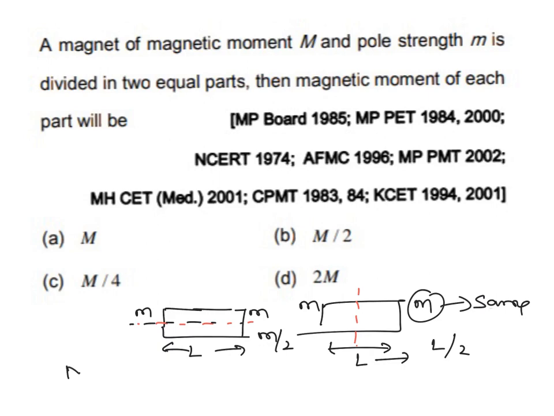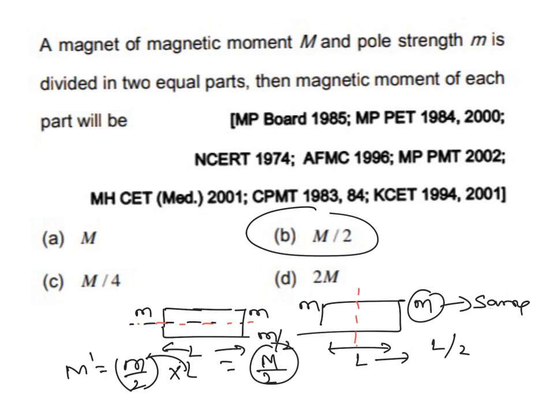First of all, the new magnetic moment is equal to m into the distance divided by 2, correct? So that's the reason why m into L is nothing but capital M, that is the pole strength into the length, divided by 2. So M by 2 is the right answer for this particular question.